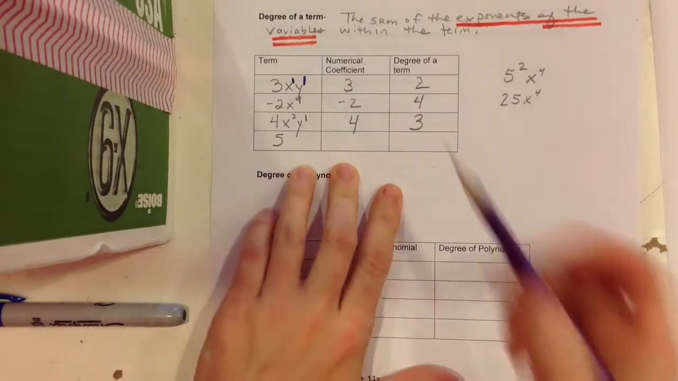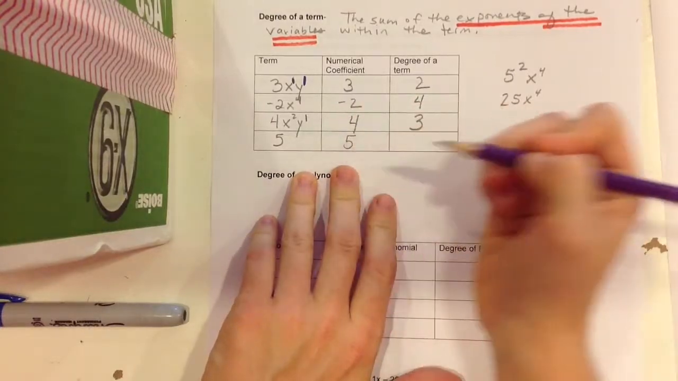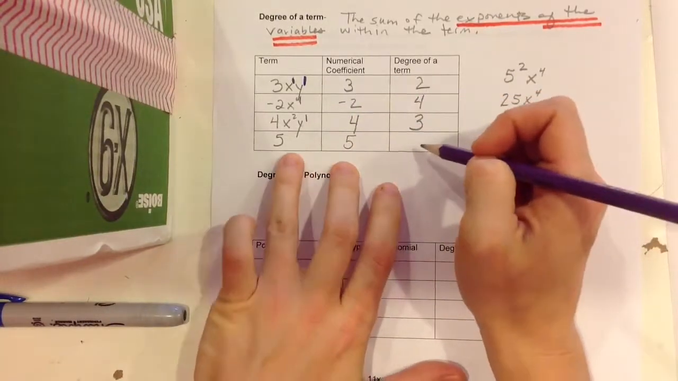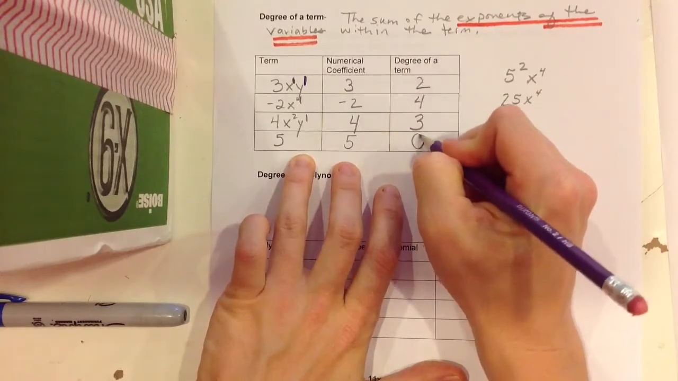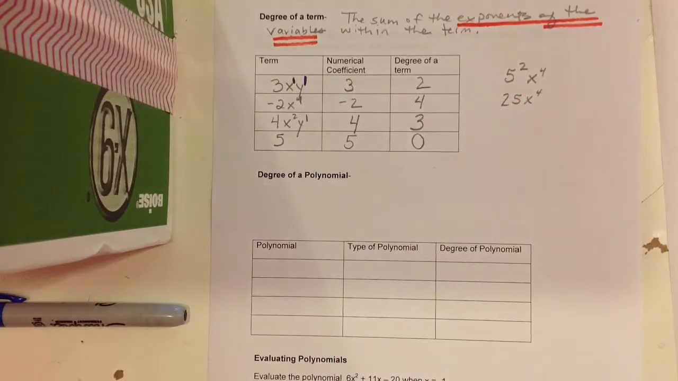For the next one, I only have a 5. The numerical coefficient is 5, but we don't have a variable to look at. So since there's no variable, it's a constant term, and the degree of the term is 0.